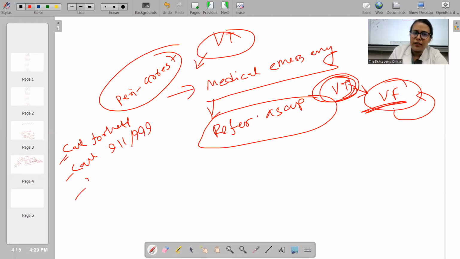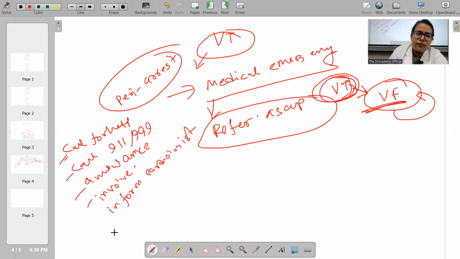All right, call an ambulance. If you're working within a tertiary hospital, involve the seniors, inform the cardiologist. Refer.